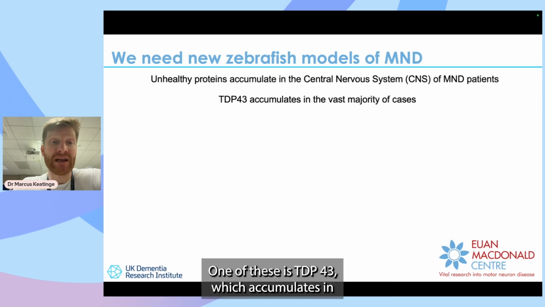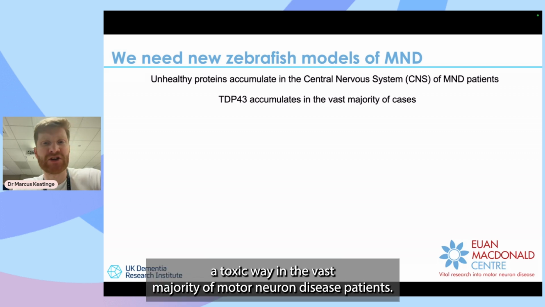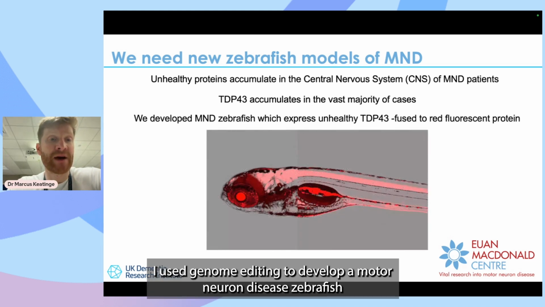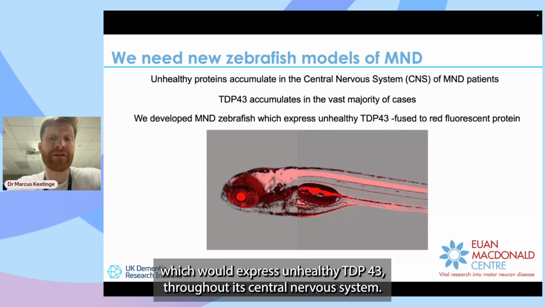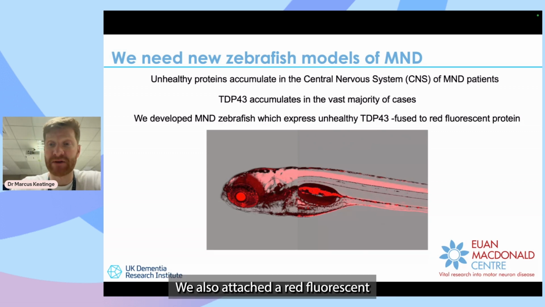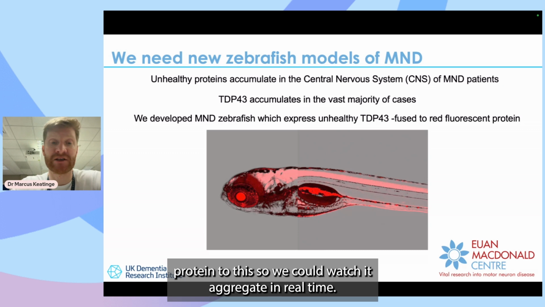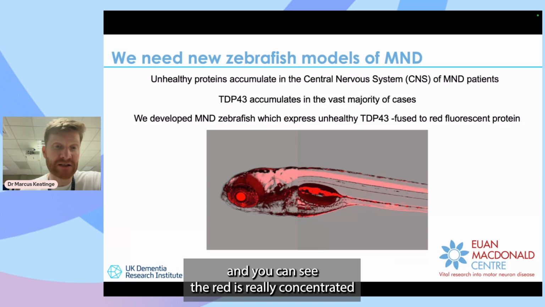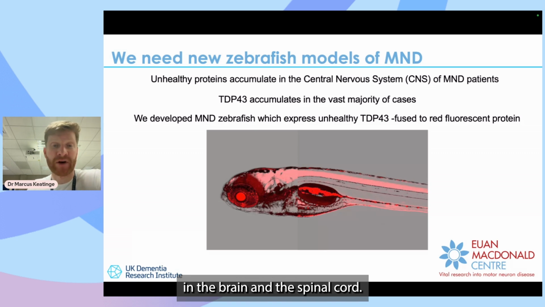One of these is TDP43, which accumulates in a toxic way in the vast majority of motor neuron disease patients. So what I did was I used genome editing to develop a motor neuron disease zebrafish, which would express unhealthy TDP43 throughout its central nervous system. We also attached a red fluorescent protein to this so we could watch it aggregate in real time. And here is a 5-day-old motor neuron disease zebrafish, and you can see the red is really concentrated in the brain and the spinal cord.